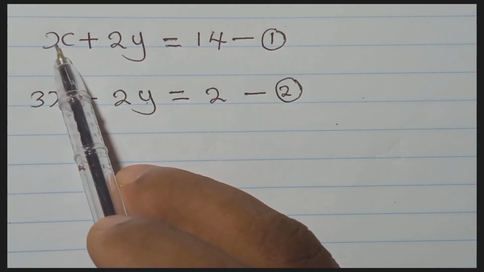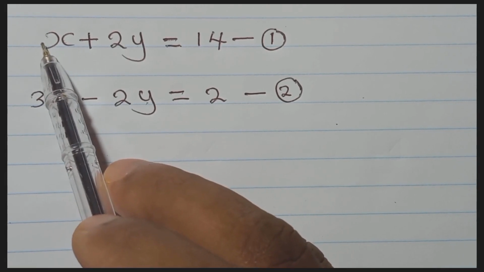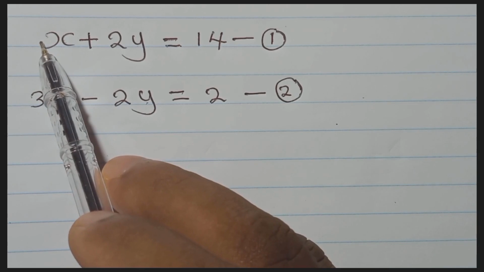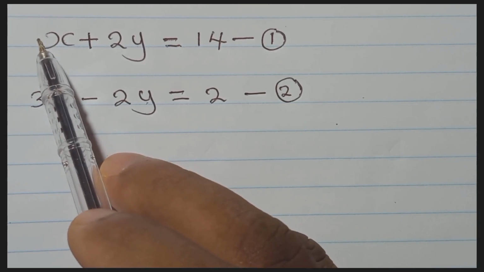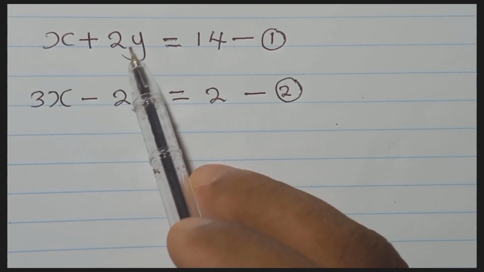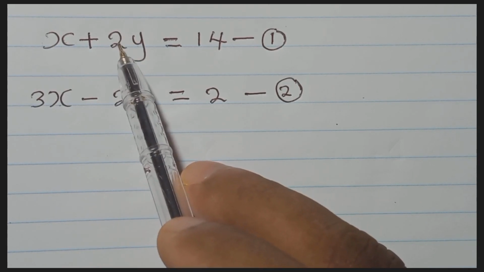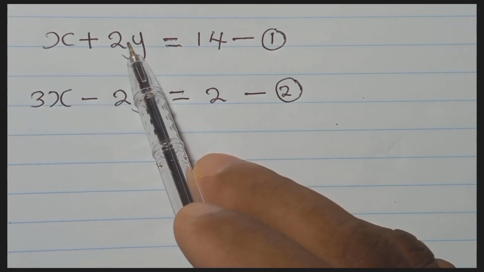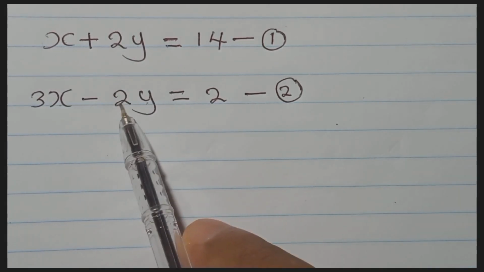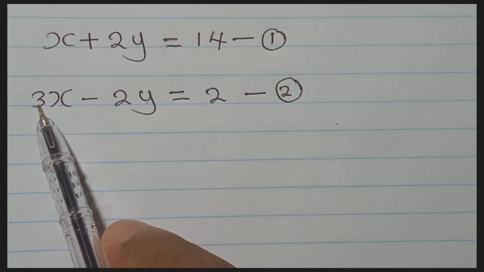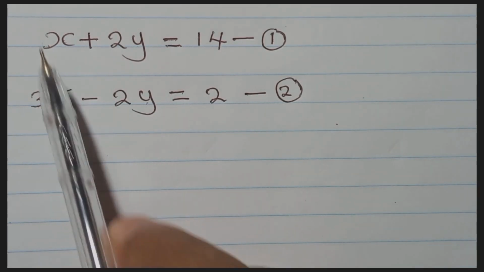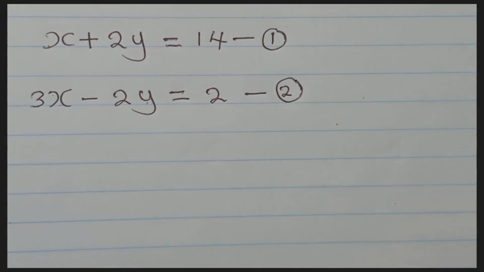Now x here has no number in front of it, that means 1. If you have a letter in maths with no number in front, you can think it has 1. Here y has 2. Normally we call these numbers the coefficients of these terms. So x has 1 here, y has 2 here, here y has 2, and here x has 3. Which letter has the same value? x has 1 here and 3 here, so x has a different value.